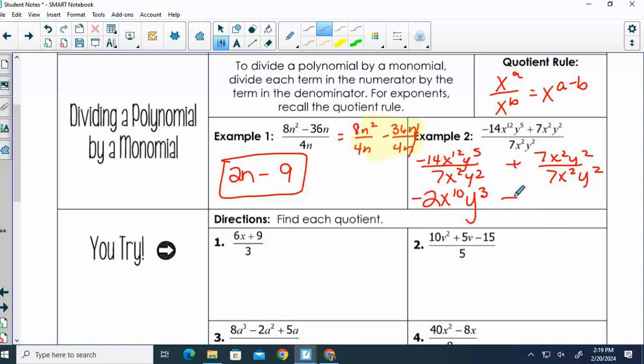So we get negative 2x to the 10th y cubed. Plus, what happens with this one? Cancel. Goodbye. Right, if everything cancels, what's anything divided by itself? 1. So if it all cancels out, you just put a 1 in its place.